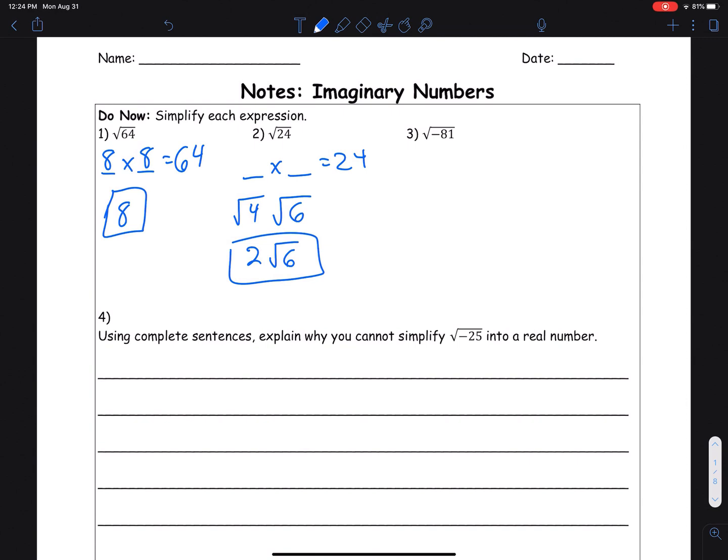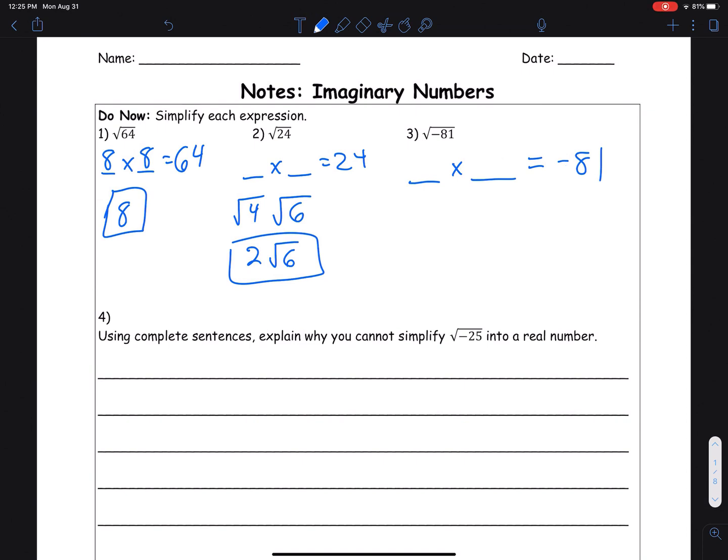And number 3, radical negative 81. So we need a number, same thing, times another number. The same number, so the same number times itself to equal negative 81. What do you think that number needs to be? Well, you said negative 9 and negative 9. Well, negative 9 times negative 9 is positive 81. We need negative 81, so not negative 9. If you do 9 times 9, that's also positive 81. We need a negative 81.